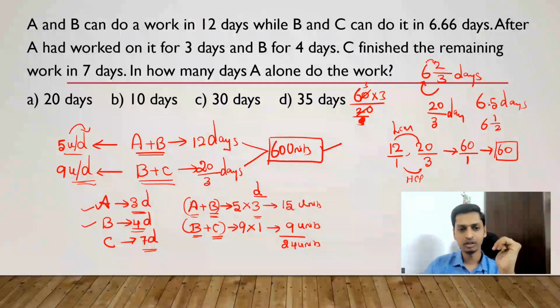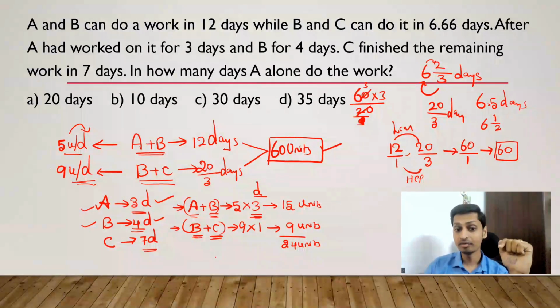Now what we found: A worked for 3 days and B worked for 4 days, combining the first equation and second equation. Because B worked for 3 days and B worked for 1 day, so in total it is 4 days. And in the second equation, C also worked for 1 day. So out of 7 days, C worked for 1 day.